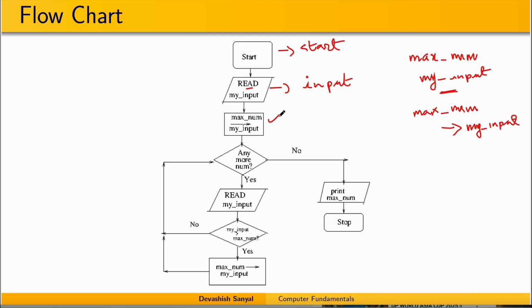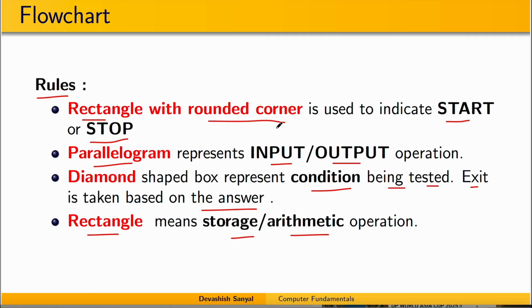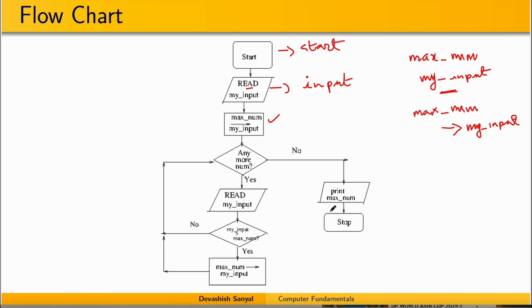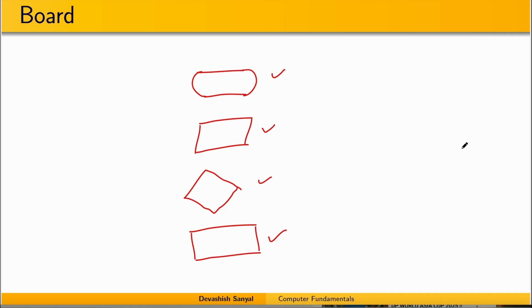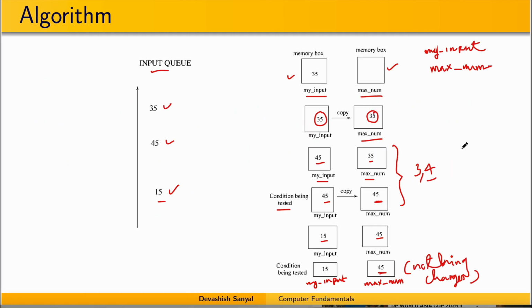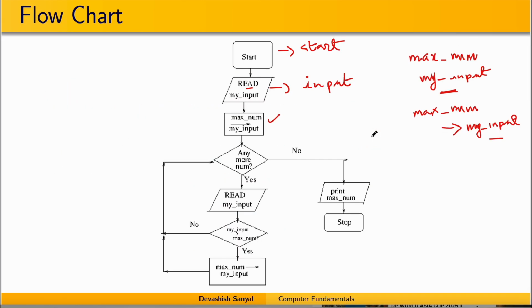This one is a rectangle. This is a storage or logical operation, that's why it's a rectangle. So max num will now take the value of my input. We have already seen this and already have knowledge of this part. Here it's copying: my input goes to max num. So the same thing is happening here.